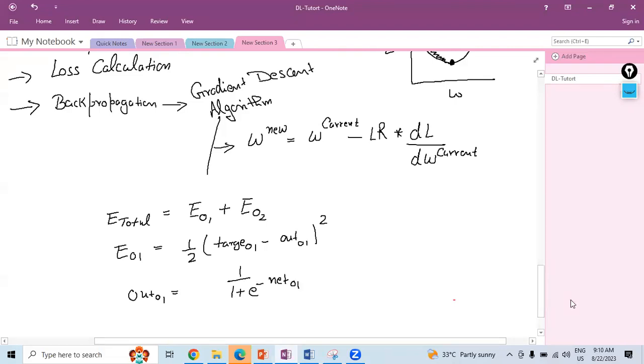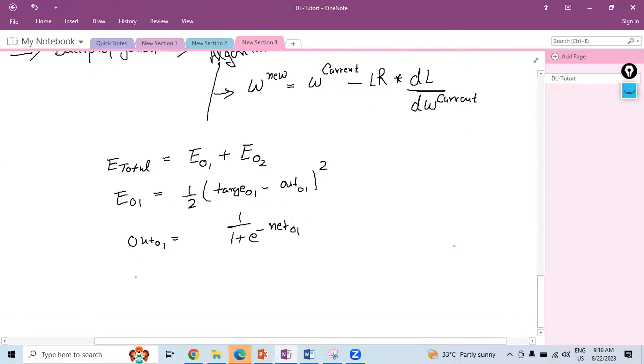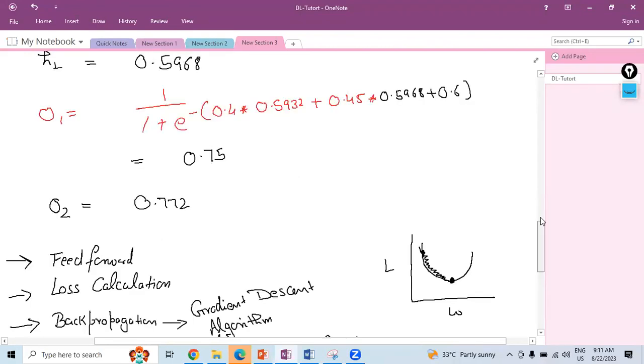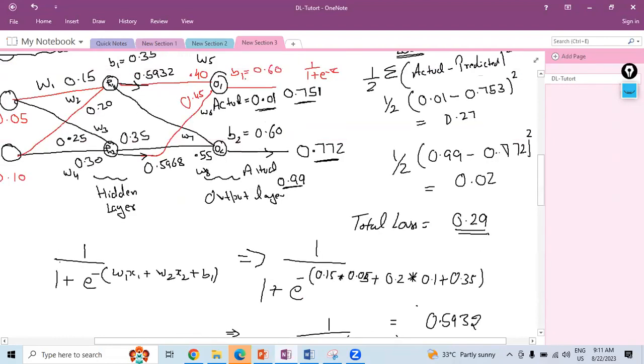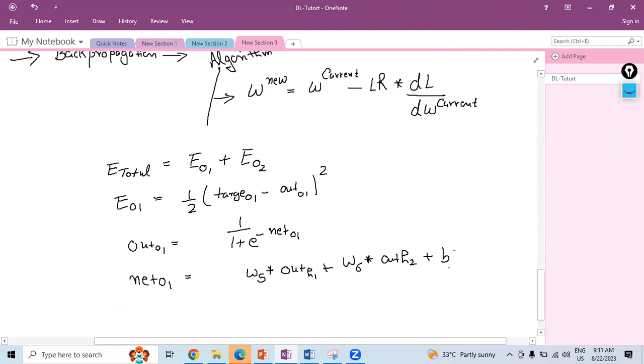I'm just using this terminology. And my net O1 is nothing but, in terms of the weights, W5 into output of H1 plus W6 into output of H2 plus my bias. Which bias? Let's call it B2, because this is my B1. So this is my B2. I'm just writing in the form of standard terms instead of numbers.